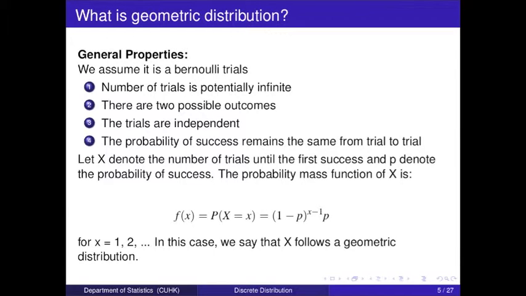What is geometric distribution? We let x be the random variable that models the number of trials until a success or failure, and we say x follows the geometric distribution. There are four requirements for geometric distribution. The number of trials is potentially infinite. There are only two outcomes for trials, success or failure. The outcomes are independent, and thus, the trials have the same probability of success.